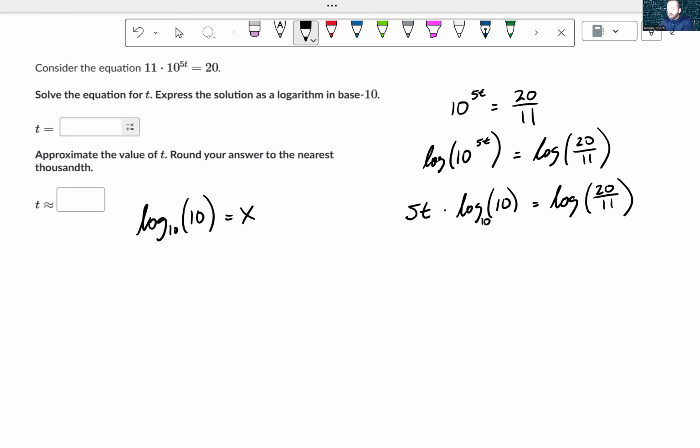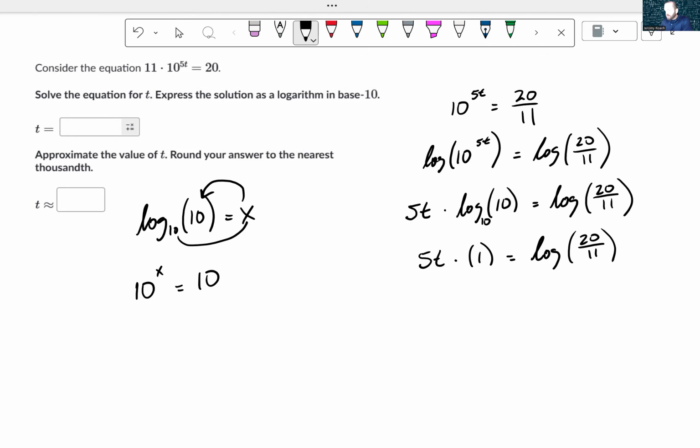This is the base of our exponent, 10. It wraps around, and then it wraps around kind of like a snail to the argument. So this is 10 to the x is equal to 10. Well, x has to be 1. 10 to the 1 is 10. So anytime the base and the argument are the same, it's going to equal 1. But that's just some review. So now we have 5t times 1 is equal to log 20 over 11.